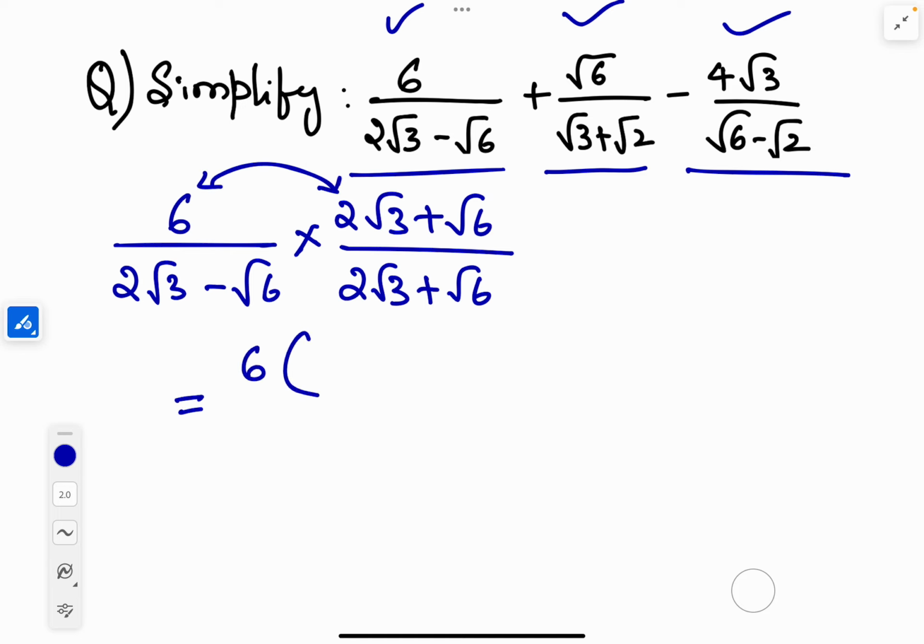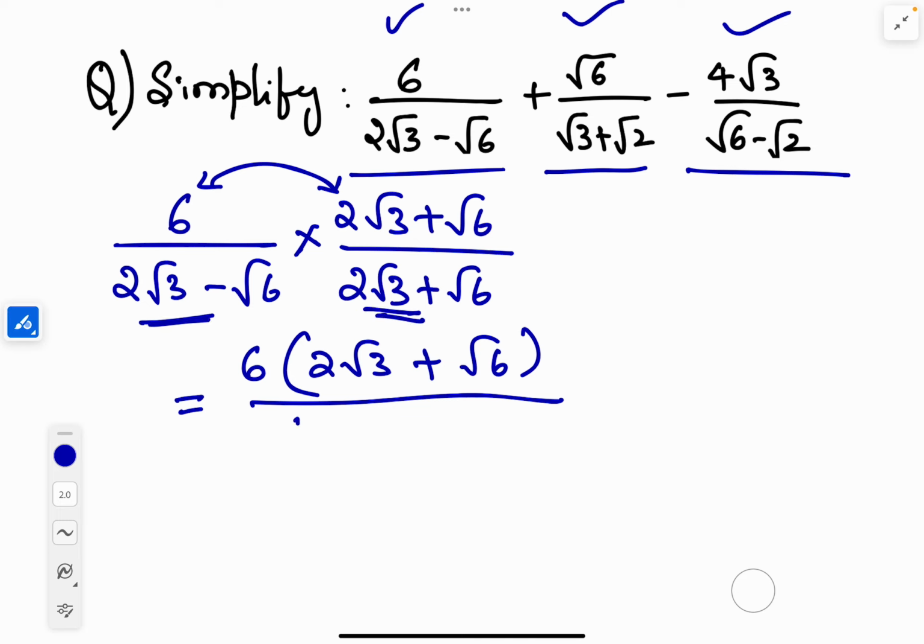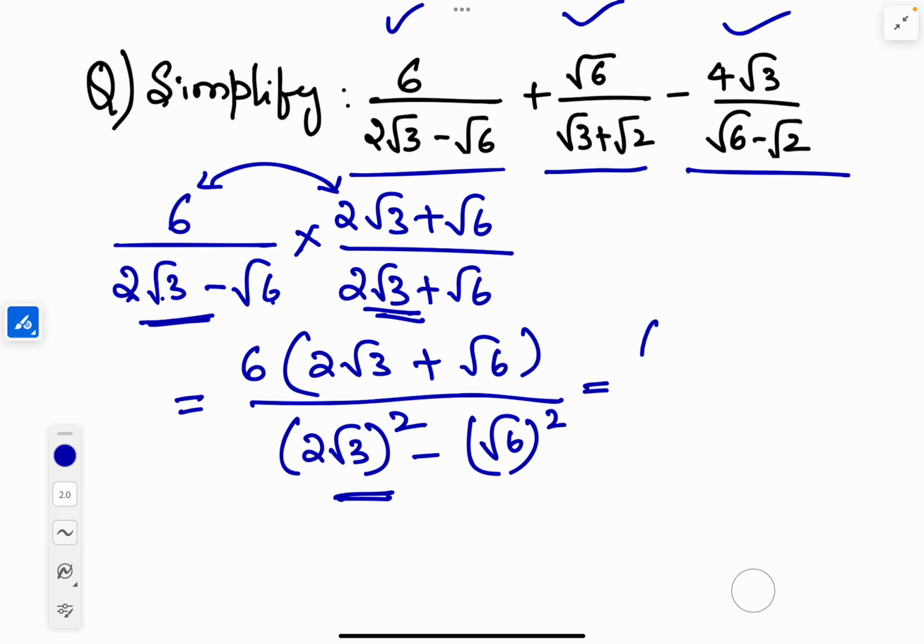So let me multiply this with the numerator. So we will be getting 6 times 2 root 3 plus root 6. This is in the form of a minus b into a plus b, so it will be a square minus b square. Here our a is 2 root 3 and b is root 6. So it will be 2 root 3 whole square minus root 6 whole square. Now I am not going to remove the bracket.